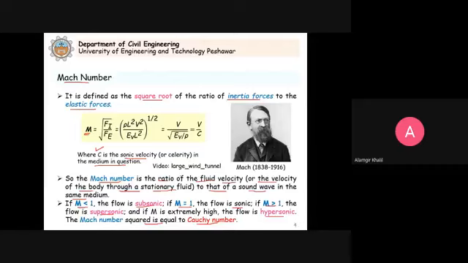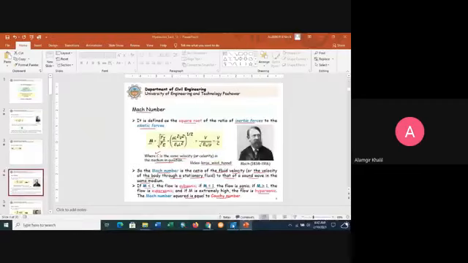So as I said, in the case of compressible fluids, this Mach number is very important. Let us see a small video to identify the case where we can say that this is important. Now you can see here that this is a wind tunnel. You can see the facility.